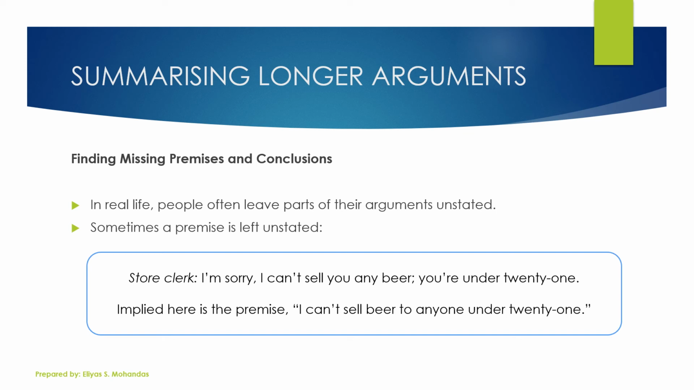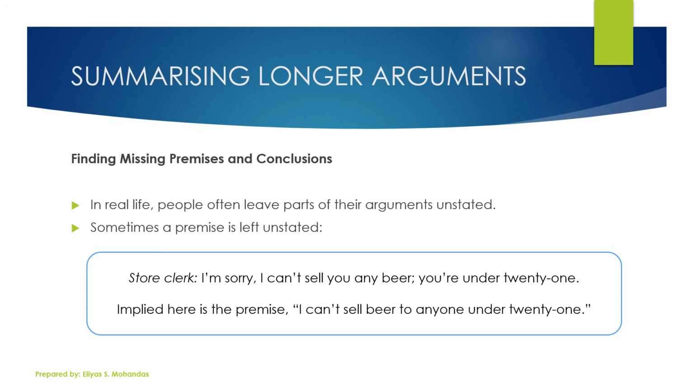Store clerk: I'm sorry, I can't sell you any beer. You are under 21. So what is implied here? What is the premise that you should have, but it is not stated, but it is implied? I can't sell beer to anyone under 21. So that means it's your principle. You cannot sell beer to people who are under 21. And that is not stated, but it should be there as one of the premises. This is what we call an implied premise.